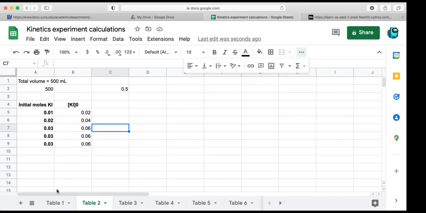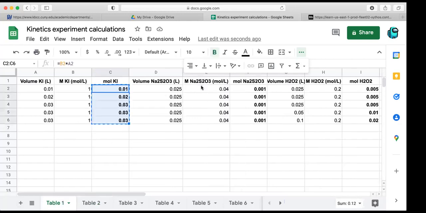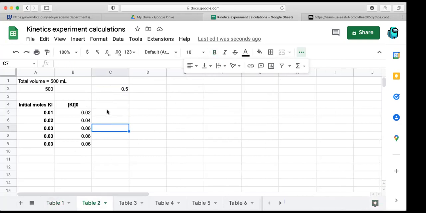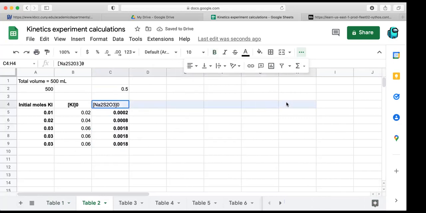Okay, now let's come back to table 1. In table 1, we then had Na2S2O3, so I'm going to copy those values here. Now there, I just hit paste and it worked. This is Na2S2O3 initial. Those are the initial concentrations. That's what we're doing, the method of initial rates. Actually, let me grab all these cells and highlight. There we go. Excellent.